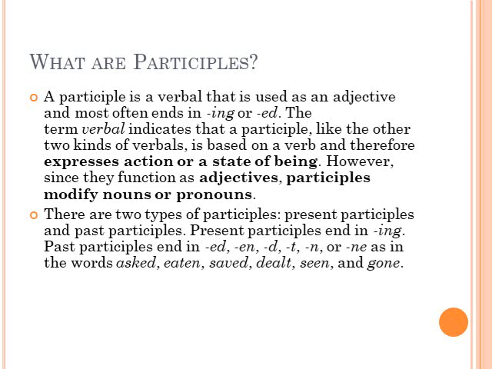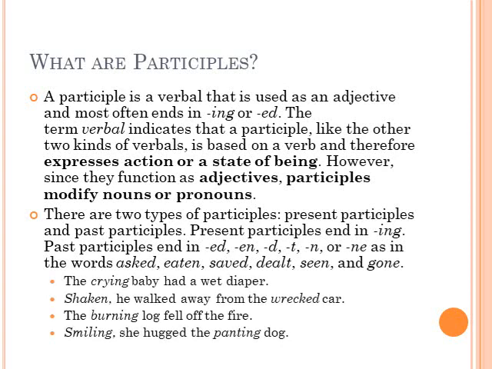So there are in English present and past participles. Asked: what kind of question was it? It was a question that was asked. Eaten: what kind of meal was it? It was an eaten meal. So here are some English examples. The crying baby had a wet diaper. What kind of baby was it? It was a crying baby. Or you could say the baby who had been crying had a wet diaper. That might be how you'd see it in a Latin book.